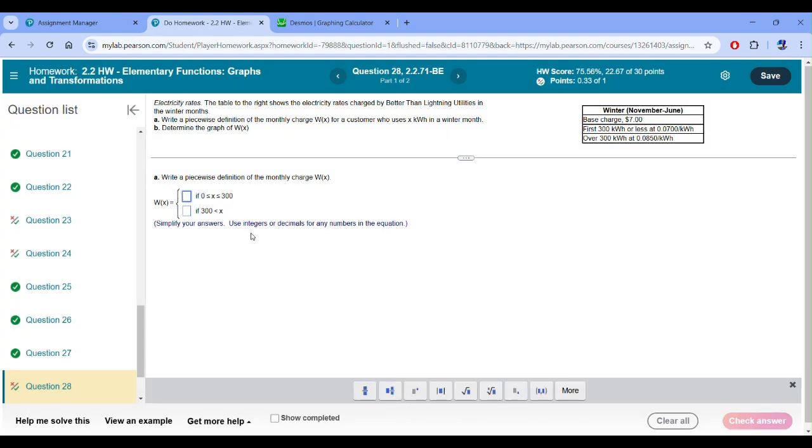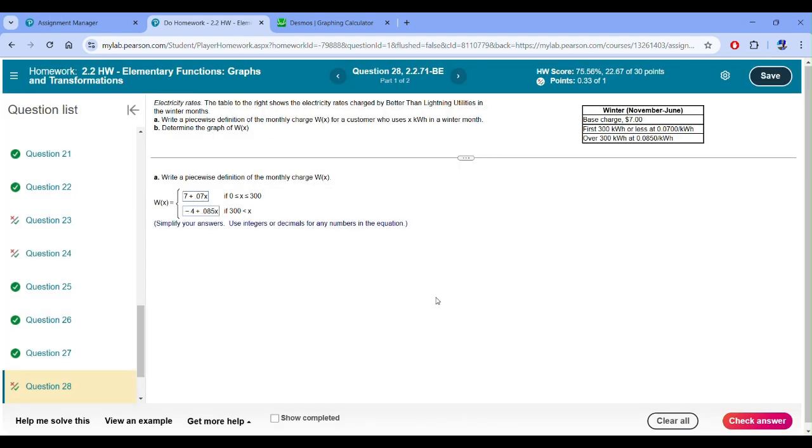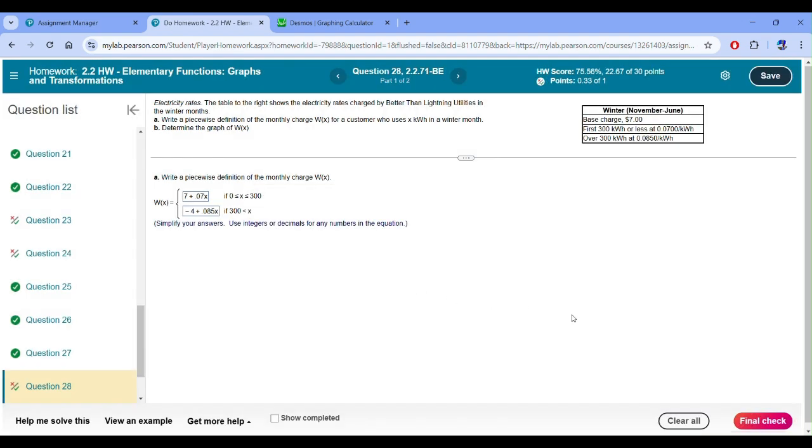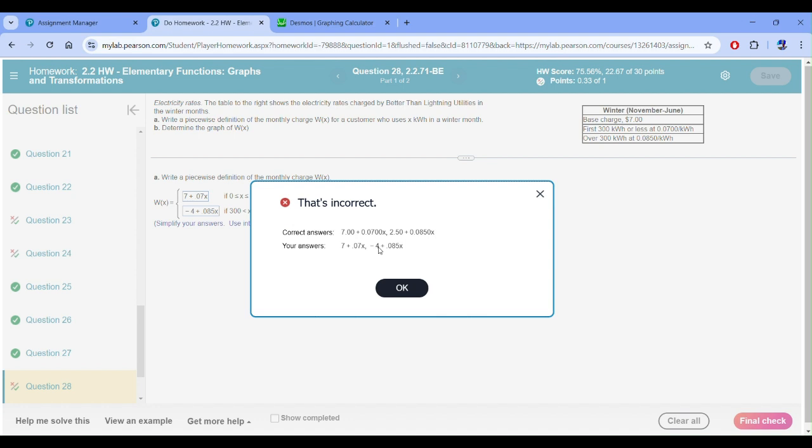Alright, let's try this. So the first one, it's going to be just base charge $7, first 400, so that's just going to be 0.7 plus 0.07x. And then I don't know what the second one's going to be, so I'm just going to get it wrong, and it's probably going to be like -4 plus 0.85x. -2.5. This one was again 2.5.